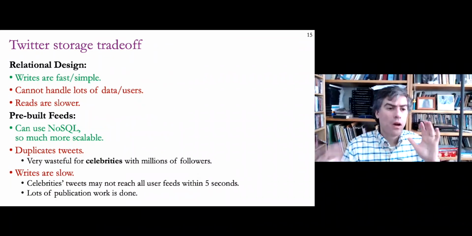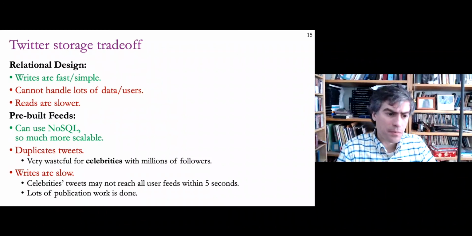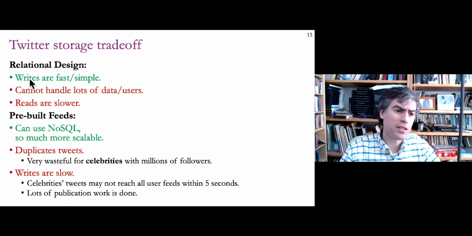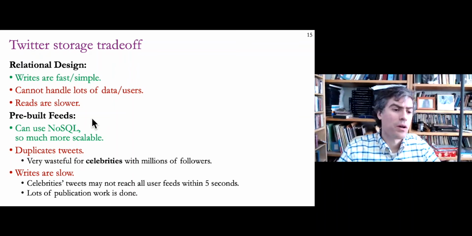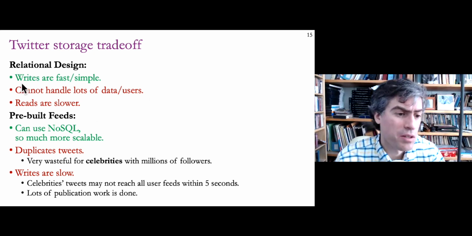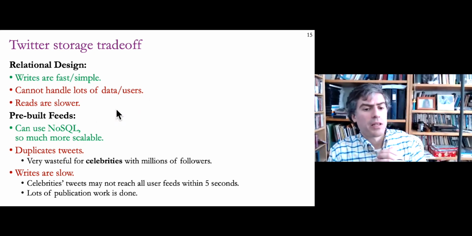Okay, so we had a trade-off here, actually. In the relational design, there were some good things. First of all, writes were simple and fast. We just had to add a row in one place. Another benefit was that the amount of storage was minimized. It was a normalized design, so we only wrote to one place. There was no duplication.